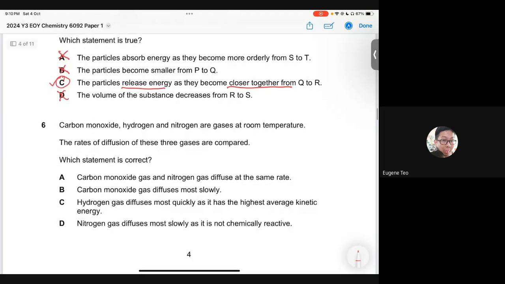Okay, next one, question 6. Carbon monoxide, hydrogen, and nitrogen are gases at room temperature.